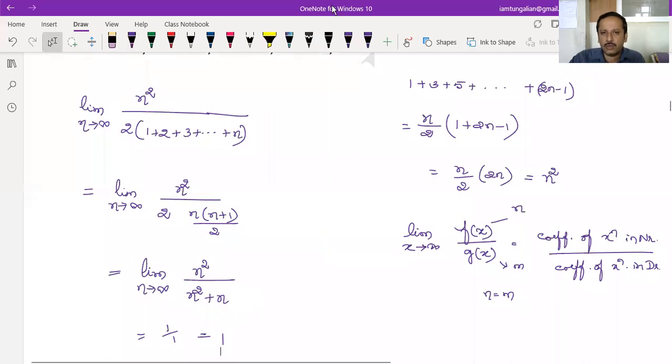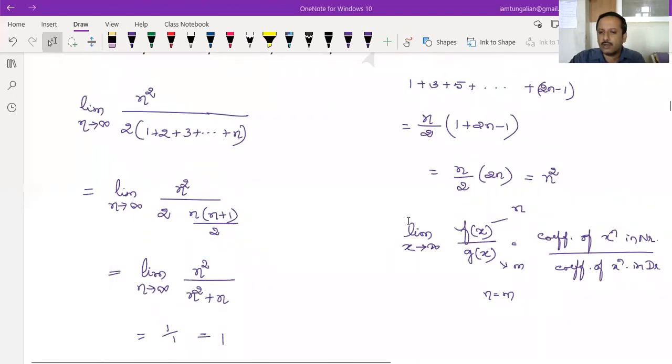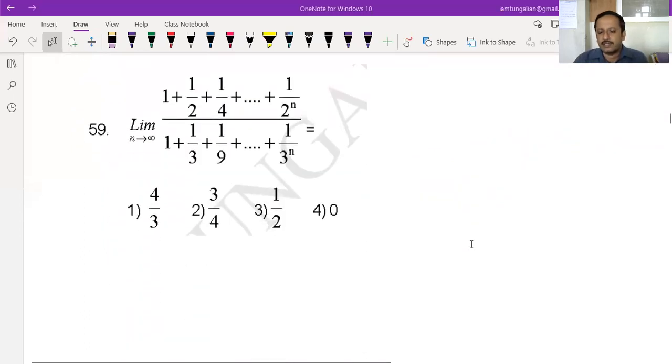Okay. So did you understand this problem? Students, any doubt about this? No. Okay, fine. Clear. Okay, let's have a look at the next question, which is the 59th question.